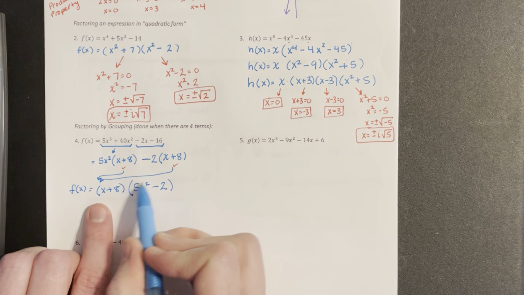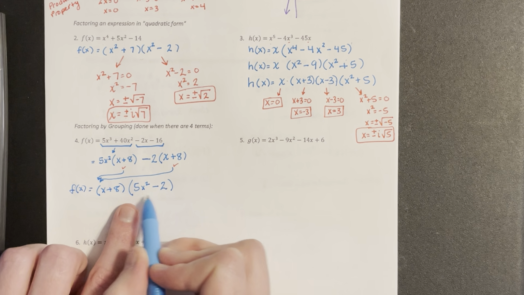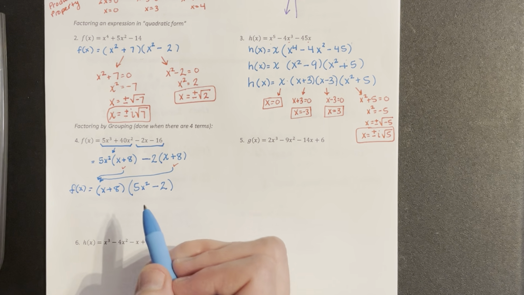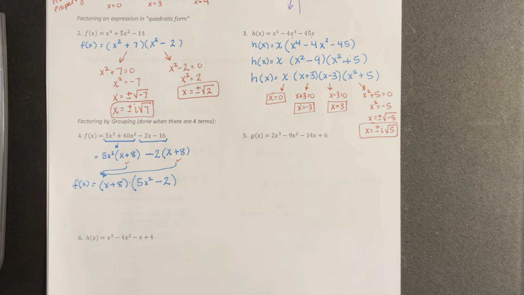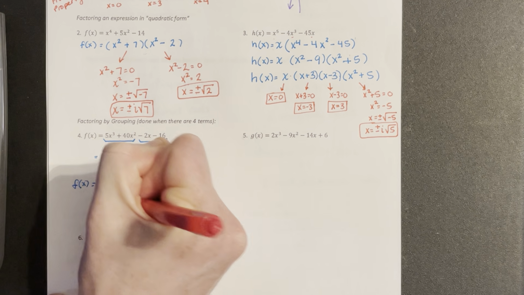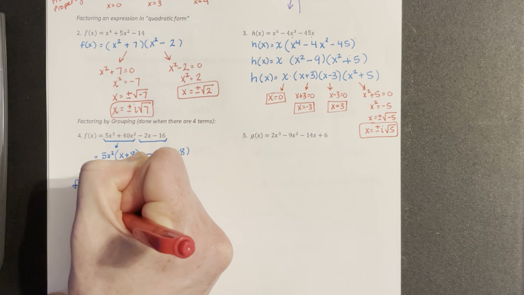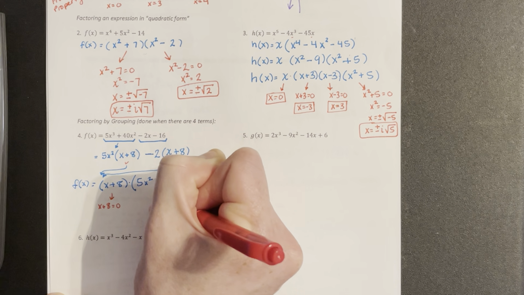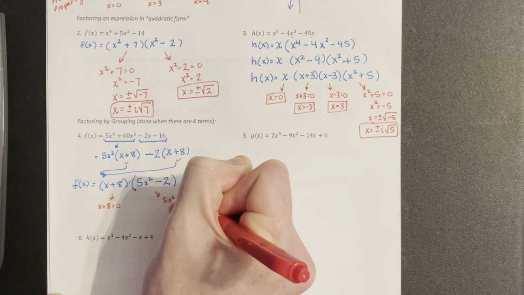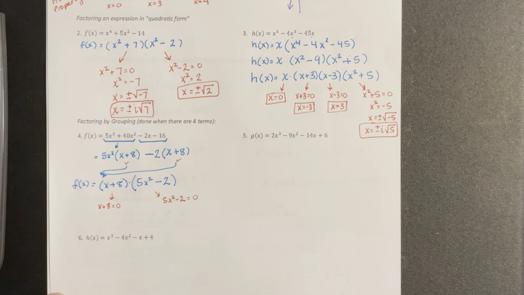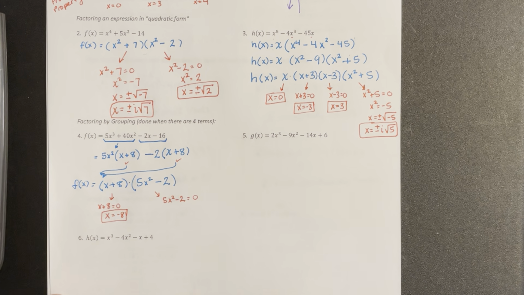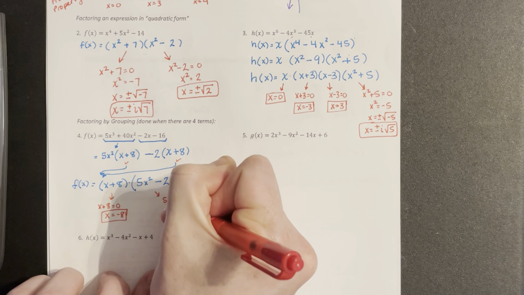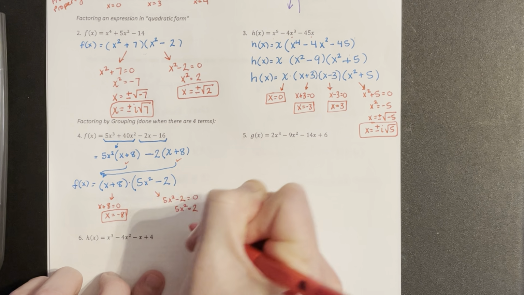If I look back at 5x squared minus 2, that's not a difference of squares, so I can't continue factoring this. This is as factored as it would go, and it is in factored form because we just have multiplication between the 2 factors. I'm going to set each factor equal to 0 using our zero product property. So x plus 8 equals 0 and 5x squared minus 2 equals 0. This would just give me x equals negative 8. So that one we've seen, all right, but this has a little bit more work to do.